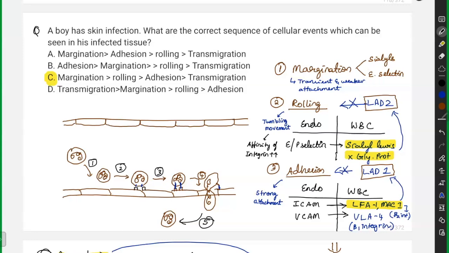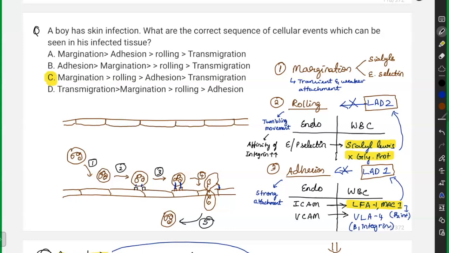So here the endothelium consists of selectins, whereas the WBC consists of sialyl Lewis X glycoprotein. Okay, sialyl Lewis X is present in the WBC. In your endothelium, you are going to have E-selectin and P-selectin. E-selectin, P-selectin, you need to remember the CD markers. E-selectin is CD62E. P-selectin is CD62P. You have L-selectin, that is CD62L.